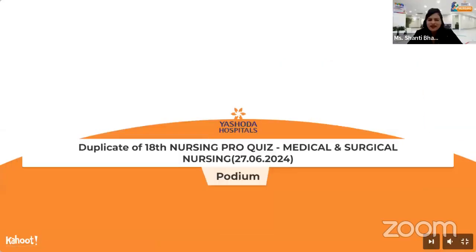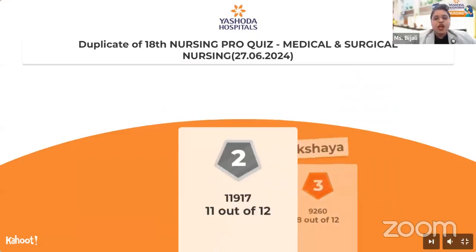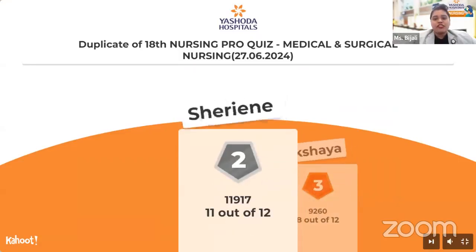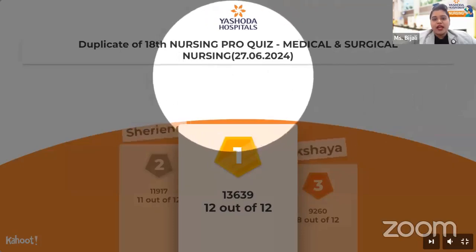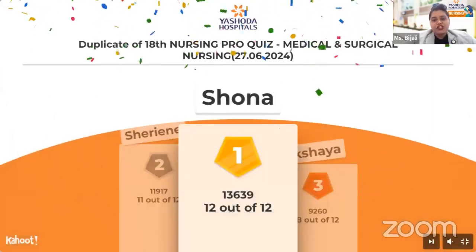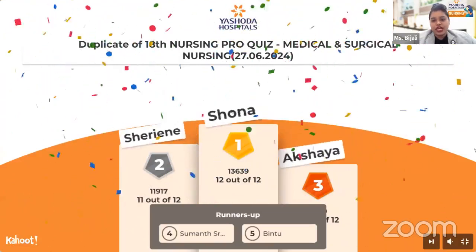So we have come to the end of the session and let us see who is on the top of the scoreboard. Yes, Akshaya on the top 3, and we can see Sherin in the top 2, and top one is Shona. So congratulations, Shona, for being on top. Next is Sherin and Akshaya.